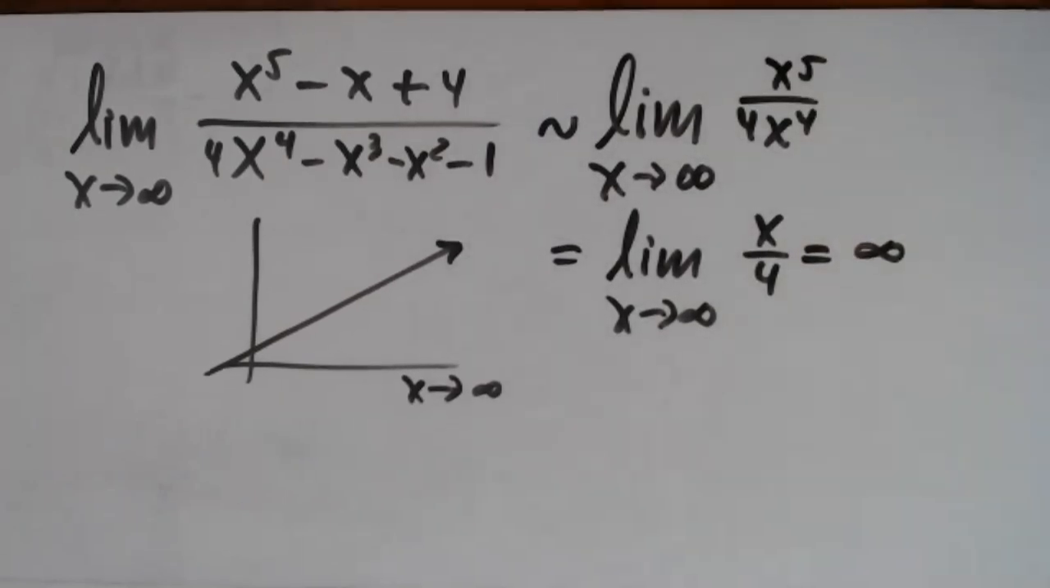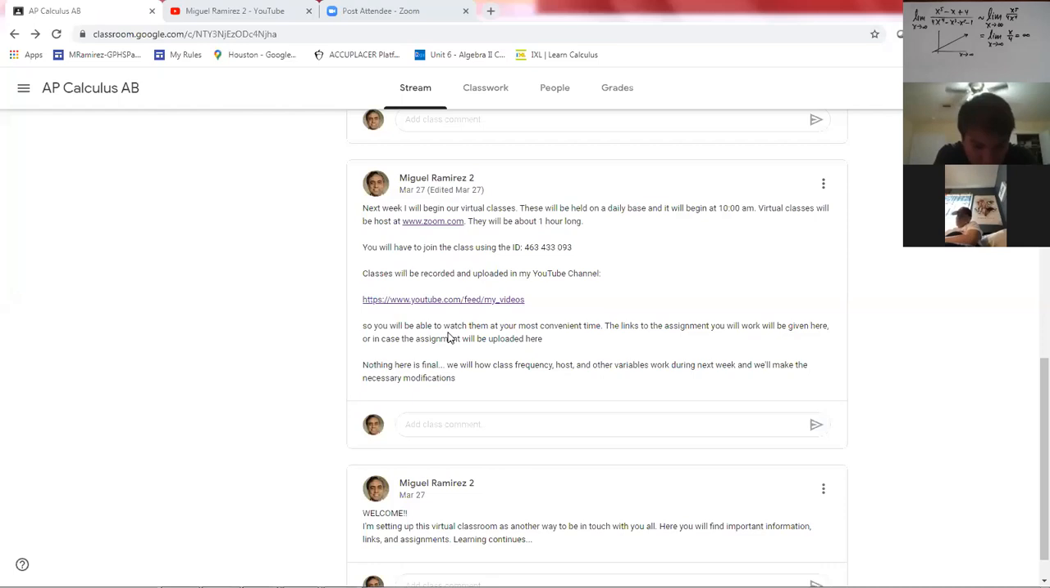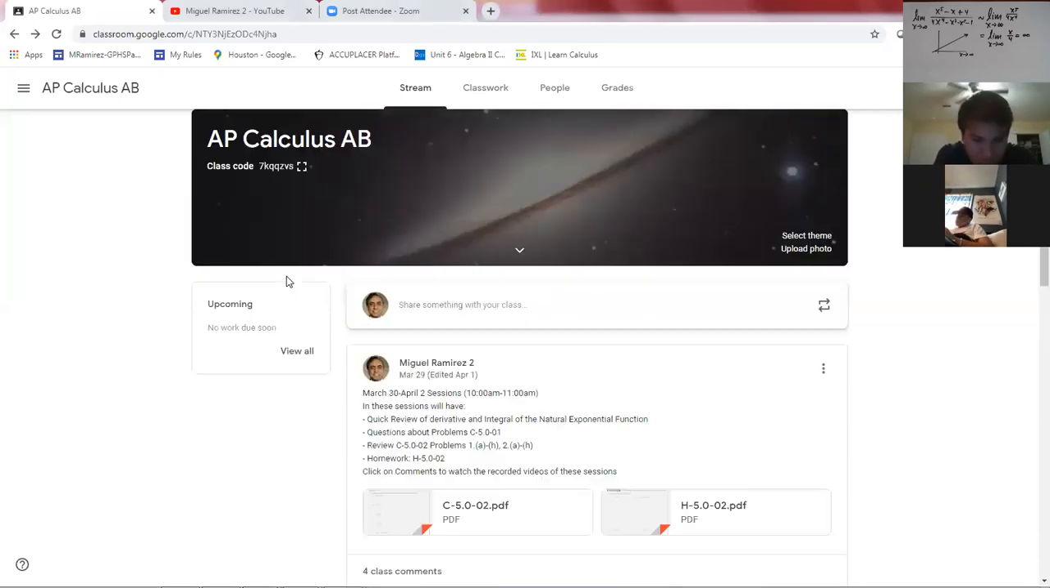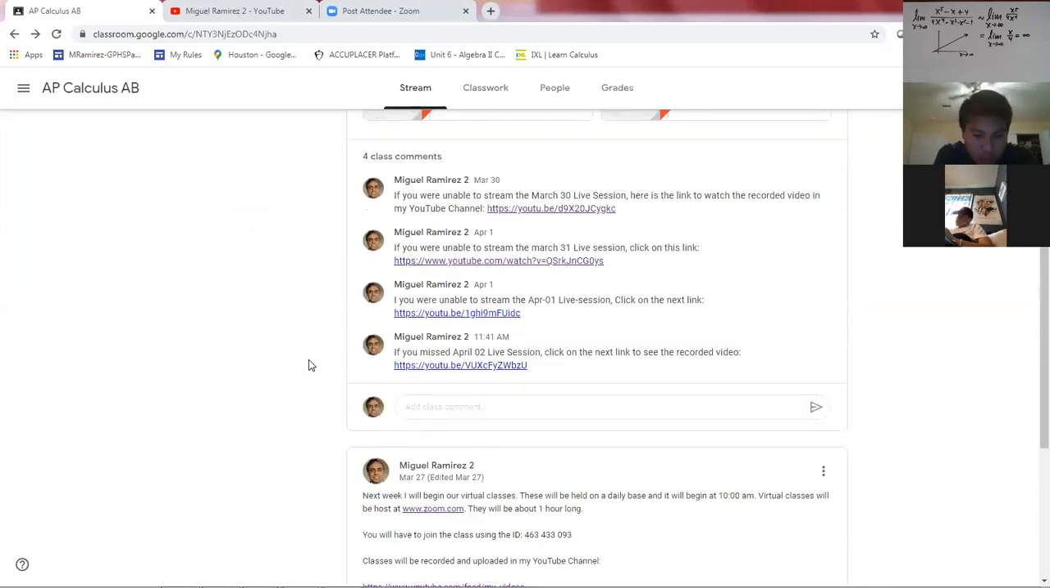Okay, my recommendation, please. Go to the element I put in my Google Classroom. Let me just put the Google Classroom here. Let me just share the screen. Okay, go to the Google Classroom and check these problems right here, okay?